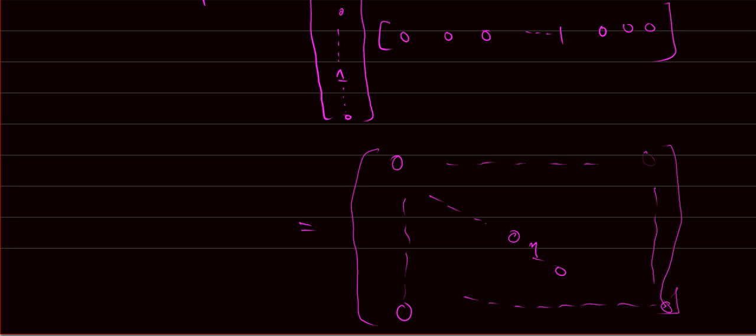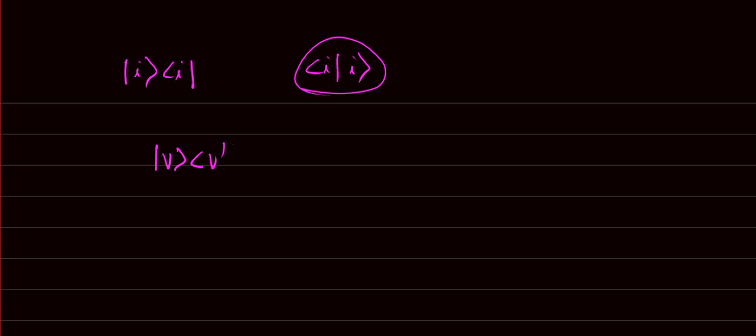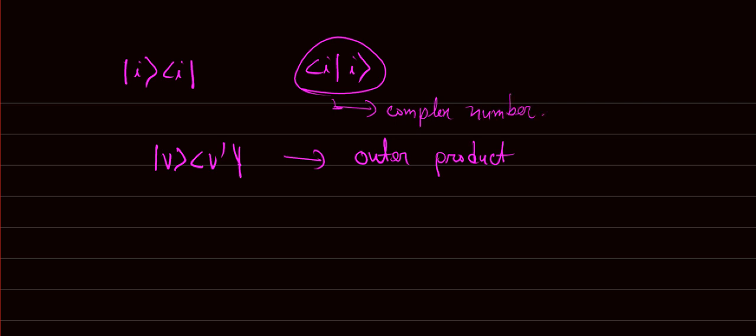This product we have written here is different from the inner product notation, right? This notation is called the outer product. The inner product gives us a complex number by definition, and this gives us a matrix.